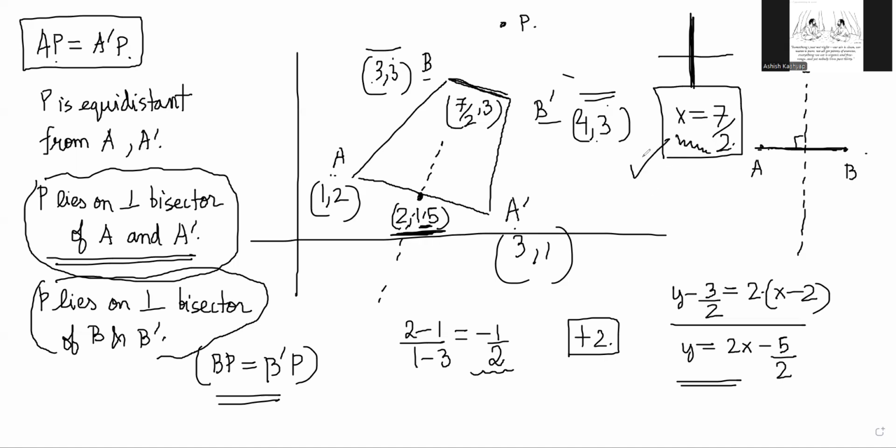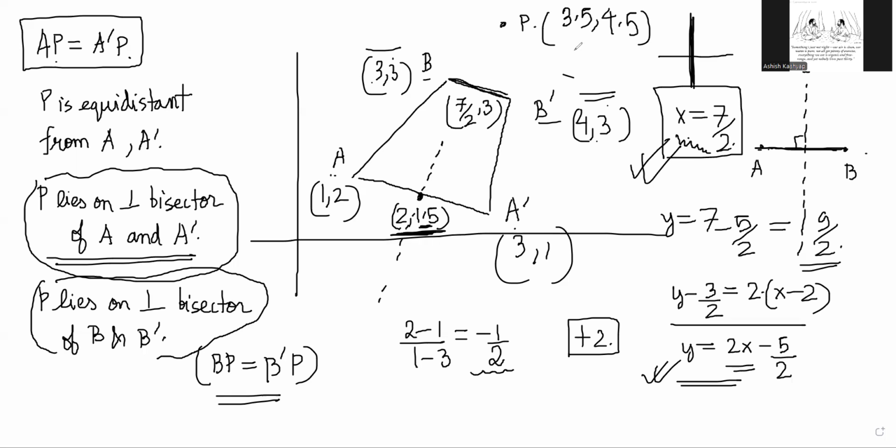Now you have to intersect this perpendicular bisector with the other one. If you put x is equal to 7 by 2 here, you get y is equal to 7 minus 5 by 2, which is 9 by 2, that is 4.5. So we are getting the same answer: 3.5 comma 4.5 is this point. X is 3.5, y is 4.5, right?